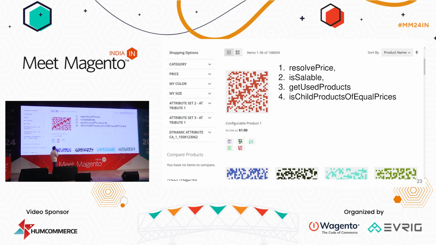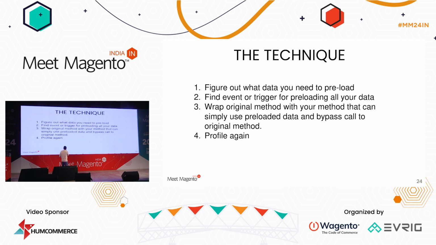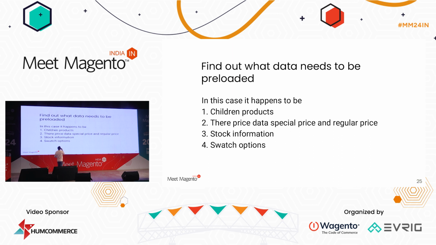What we want to do is use a single query to load all of this data. So here's the strategy. First, figure out what data you need to preload. Second, find an event to trigger this preloading. Then wrap the original method call. Basically, we want to bypass the original method that's calling the database again and again, and then profile again.